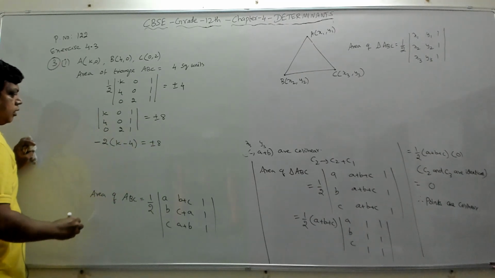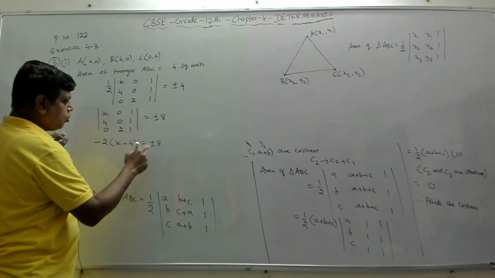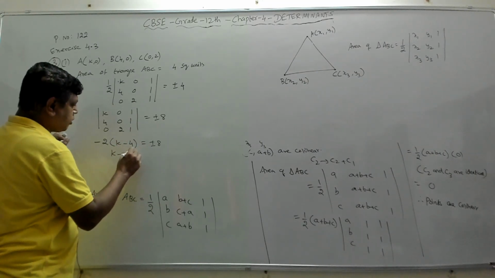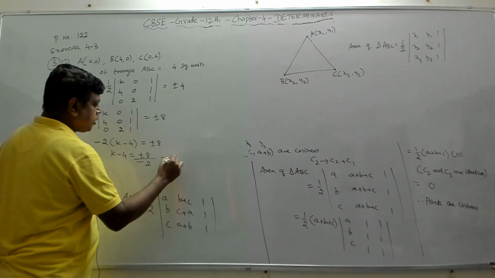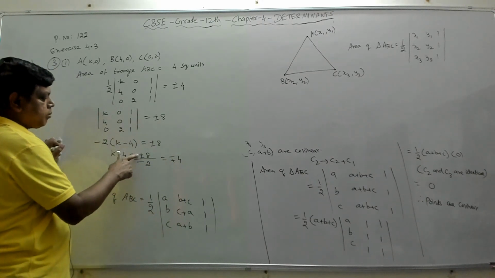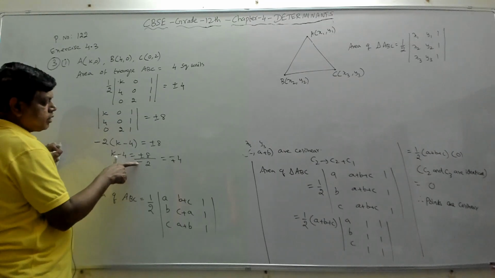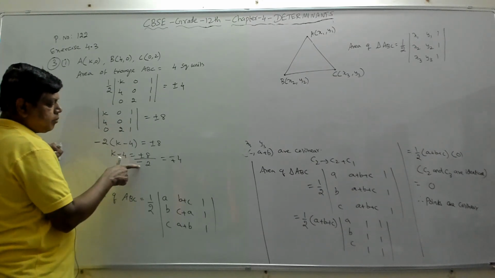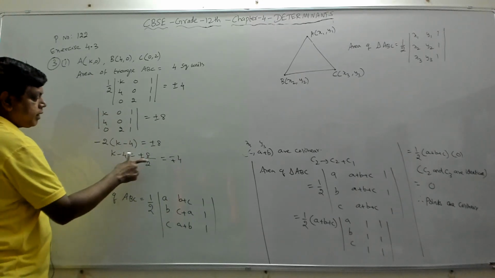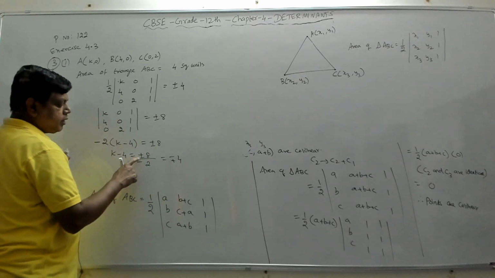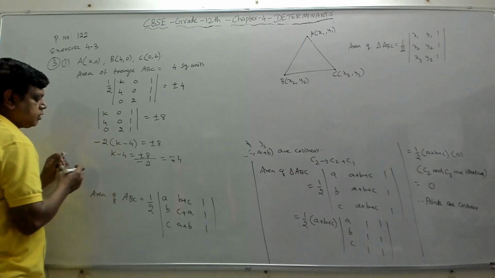Right? Now if this 2 goes here, it will become k minus 4 equal to plus or minus 8 by minus 2. That will become minus or plus 4. Plus or minus, if you divide by minus, so minus into minus, plus by minus is minus, minus by plus is minus. Minus by minus is plus.